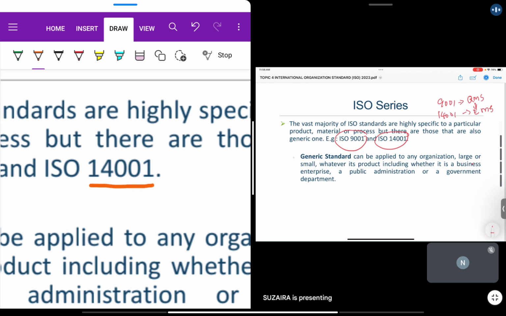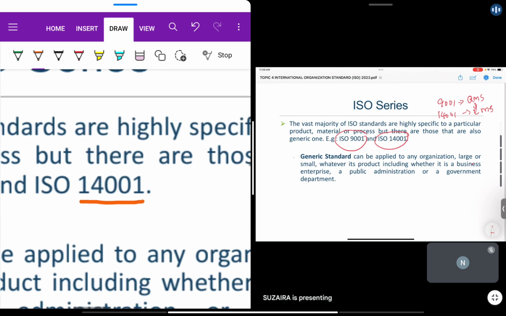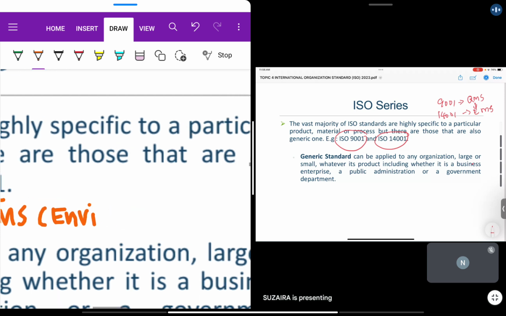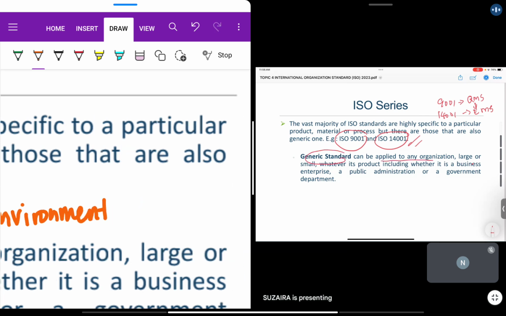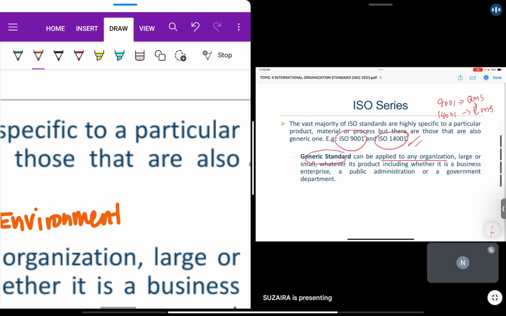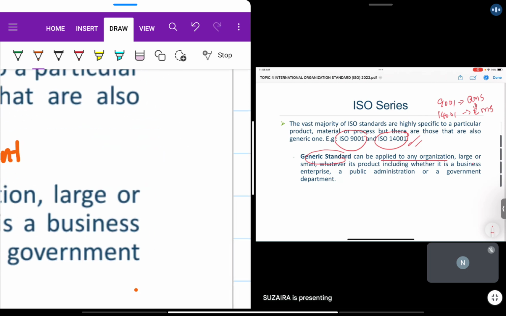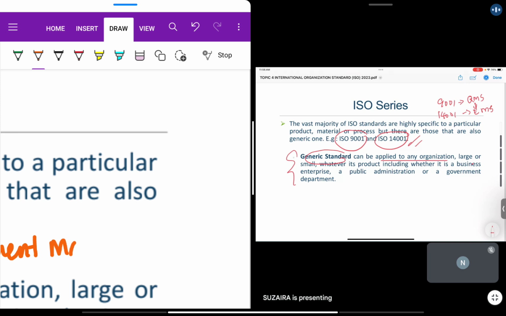So both of these ISO can be applied if you are from food, chemicals, or engineering or whatsoever, semua boleh apply. So this is considered as a generic one. Generic standard means that it can be applied to any organization. It doesn't matter the nature of the organization, whether it's large or small, and whatever product it would be. So we can always apply this generic standard.